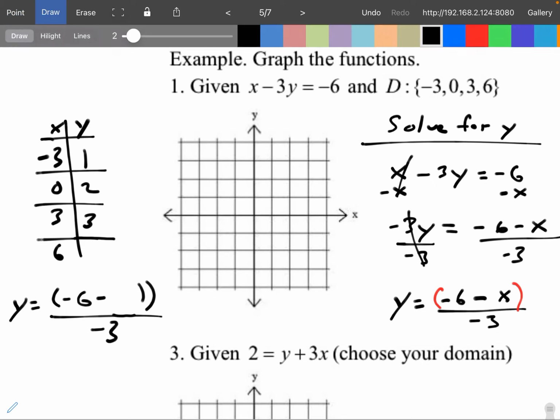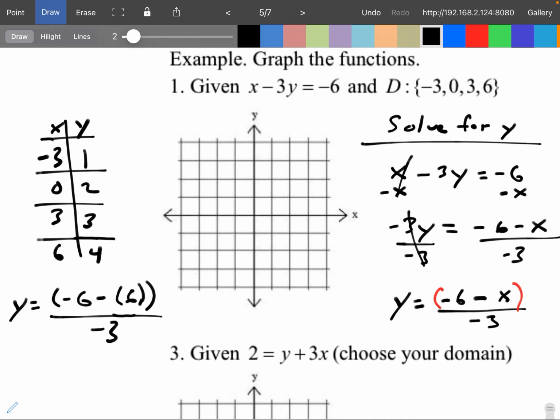So what's negative 6 take away 3 more? Minus 9. Negative 9 divided by negative 3. 3. That's 3. And then the last one we got to put in is 6. So again, it's going in this spot right there. So I'm putting 6 in.